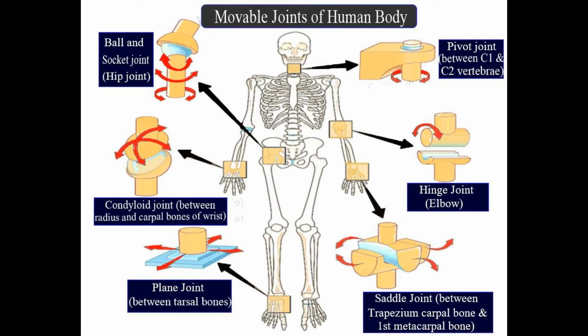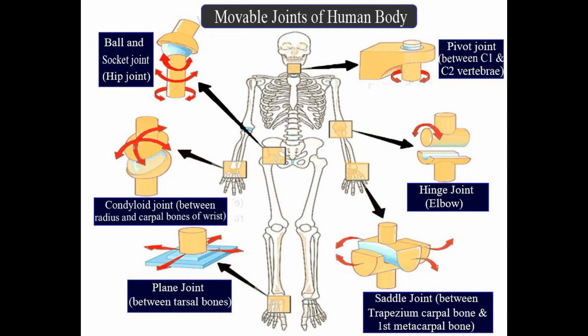Types of movable joints. There are 4 main types of joints in our body based on the way they move. The ball and socket joint allows movement in all directions. The hip and shoulder joints are ball and socket joints. The hinge joint works like door hinges, allowing movement in one direction alone. Hinge joints are found in knees, elbows, fingers, and toes.